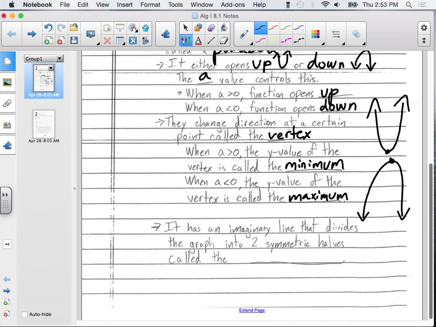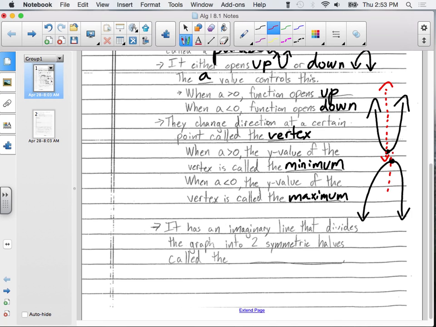Alright, next one. It has an imaginary line that divides it into 2 symmetric halves. So what does symmetric mean? When you cut it in half, it can fold into one. It means same. So on one side it's equal to the other side. So, just in these 2 examples, if I draw an imaginary line right through it, everything on one side should be the exact same as what's on the other side, just different values, but if we flip it over, it should be right on top of each other.